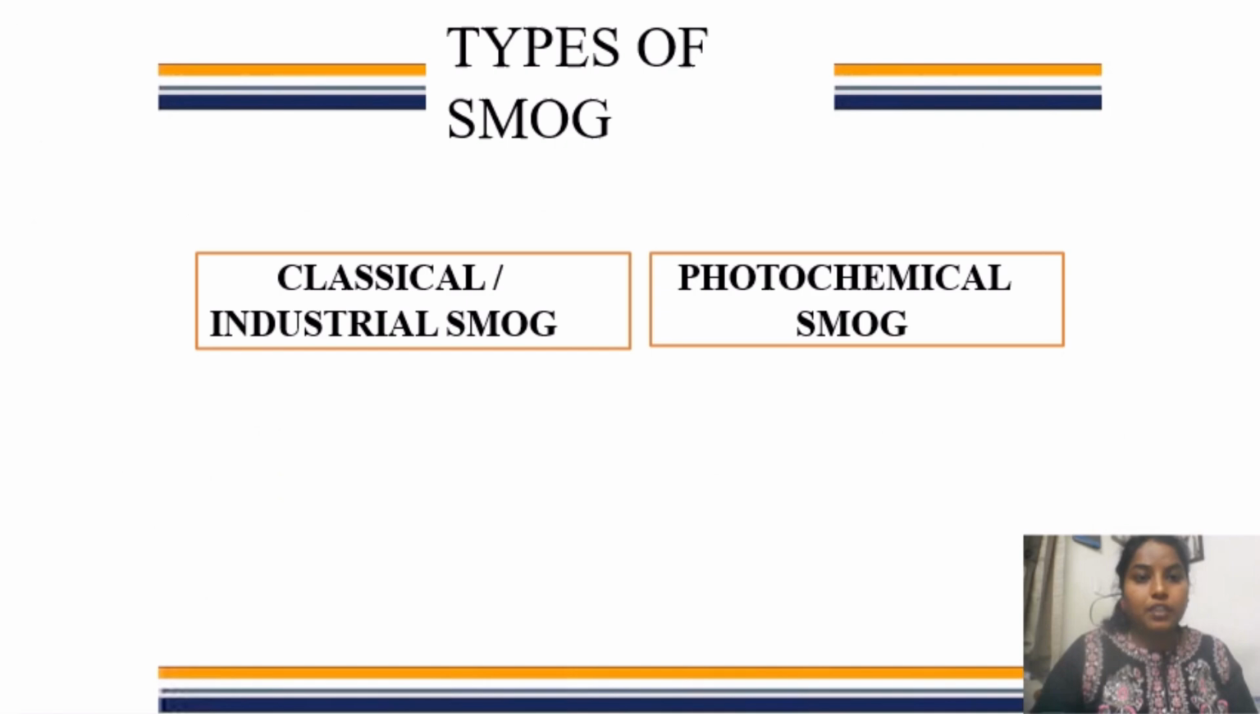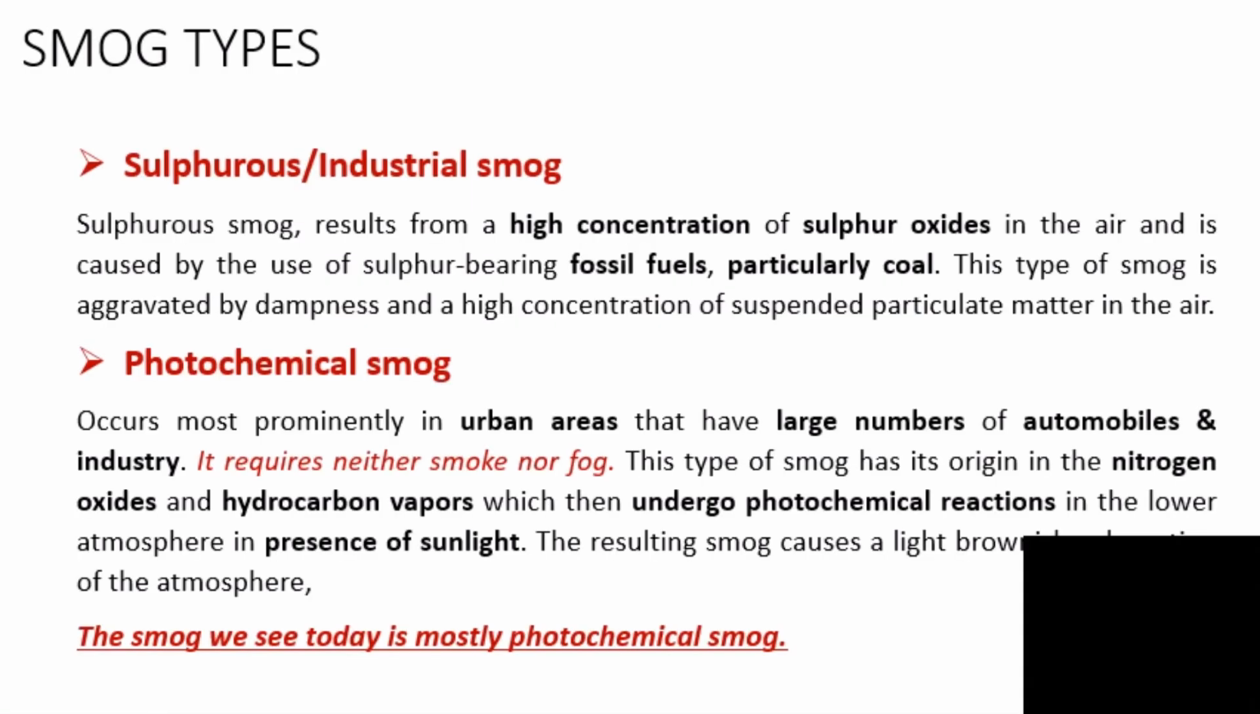So the next slide is about the different types of smog. What are the different types of smog? Basically, it is divided into industrial and photochemical smog, or you can call it classical or photochemical smog. So what are they? Classical or industrial, and another type is photochemical. So what are the two different types of smog? Industrial and photochemical.